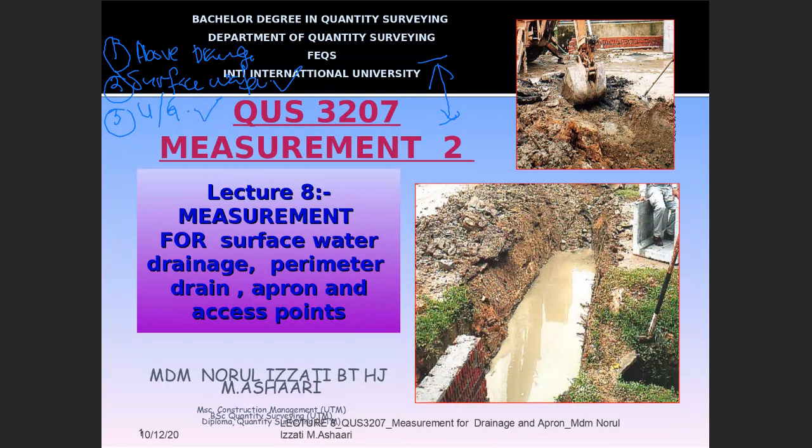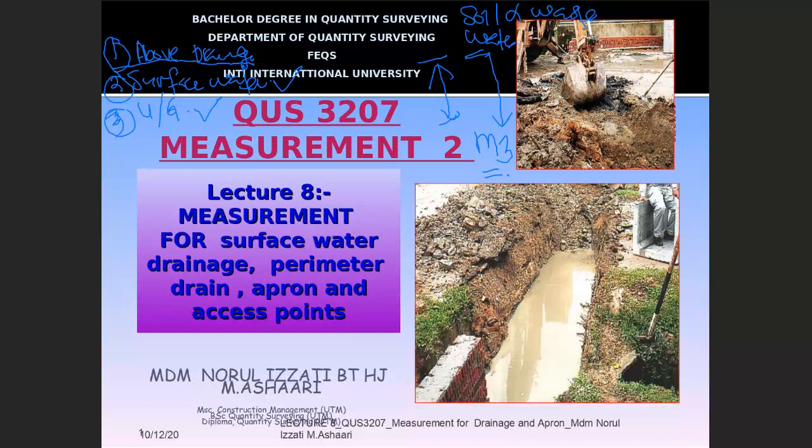The above ground drainage system refers to the soil and waste water system. This one you will learn again with me next semester in measurement 3. This is measurement for mechanical and electrical installation, which is under another part of the measurement. So what we learn this semester will be surface water drainage first, and then underground drainage. Please take note of this.